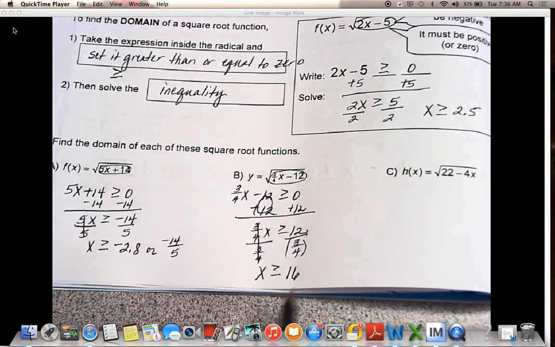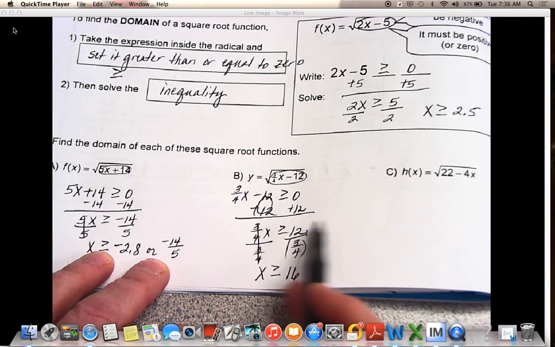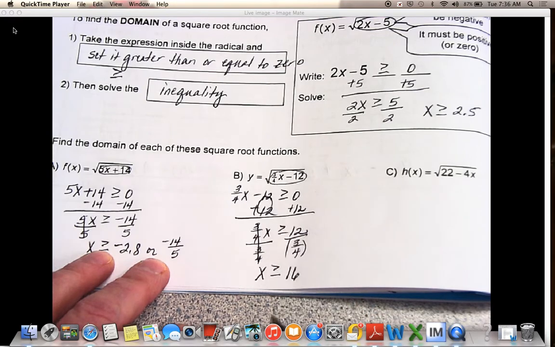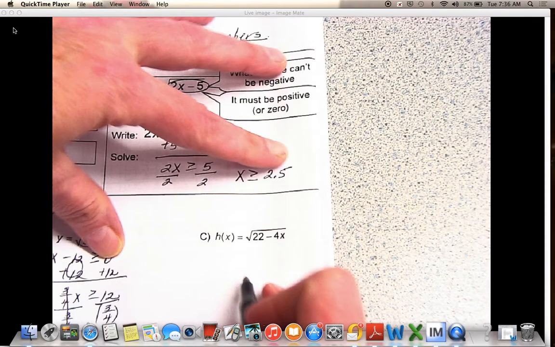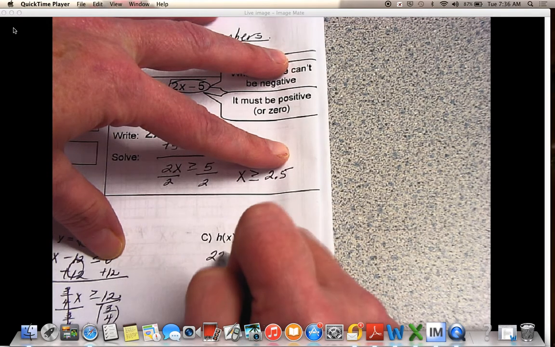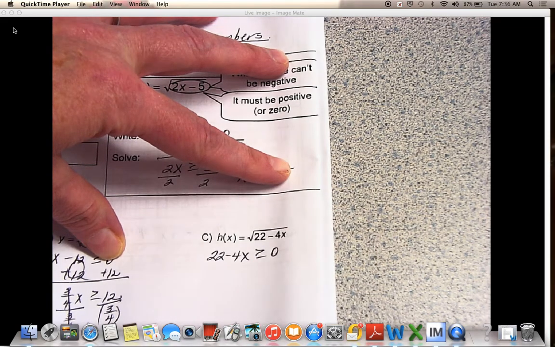Now, another way that you could do that, with 3/4 right here, you could multiply by 4 and then divide by 3. Either way, you're going to end up with the same thing. If you choose to do it this way, remember 12 divided by, you have to have this 3/4 in parentheses in your calculator. Alright, the last one over here, we're going to take 22 minus 4x, and we're going to put that greater than or equal to 0.